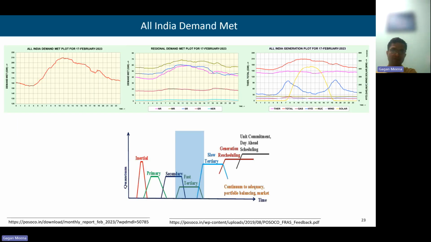Now we will see the frequency response services required here. Here you can see the all India demand met for 17 Feb 23, and the peak is around 210 gigawatts. This is the regional demand met plot, so the demand for each of the regions, and this is the all India generation plot for the same day. Here we have PV, and the net load is reducing. The green one is PV and the red one is the total.